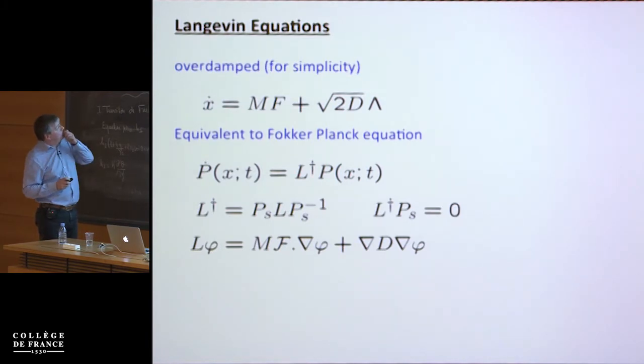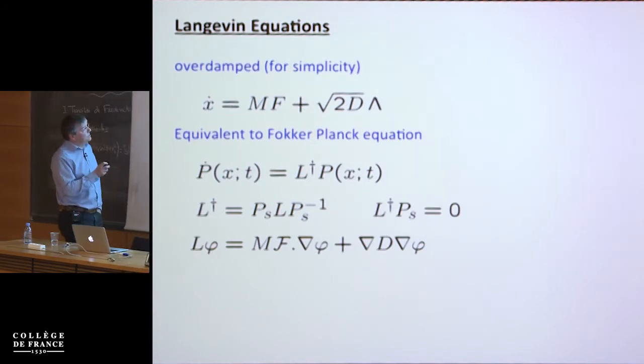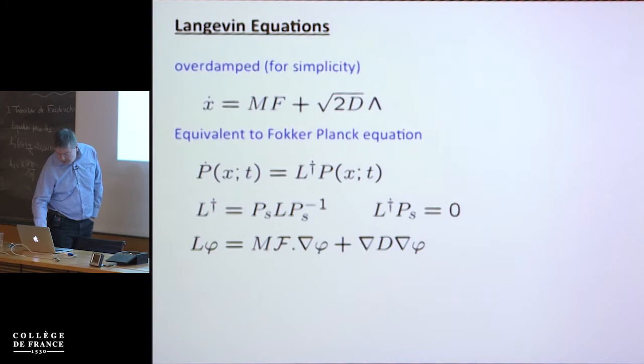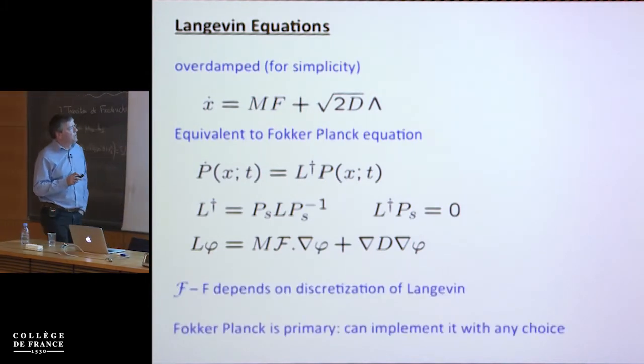Let's see what we have here. Well, this is written in an adjoint form. P_S is the steady state probability density, so a stationary measure. This thing annihilates it. And this choice for that operator there is the one that corresponds to the preceding Langevin equation, with a small twist that I don't want to get into.